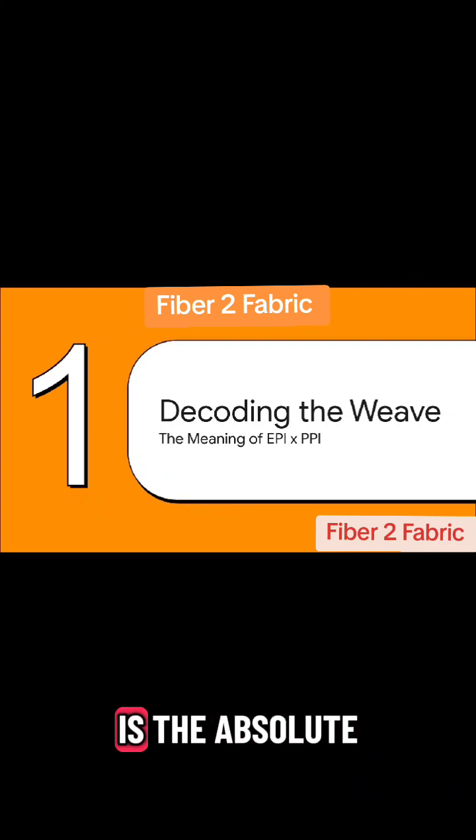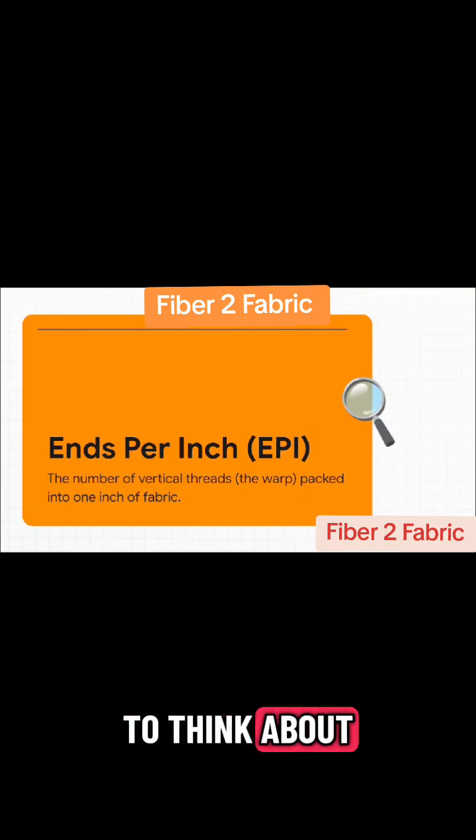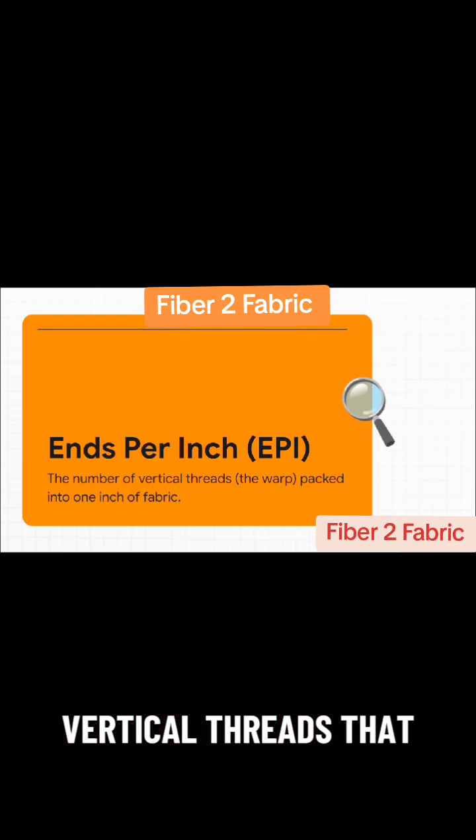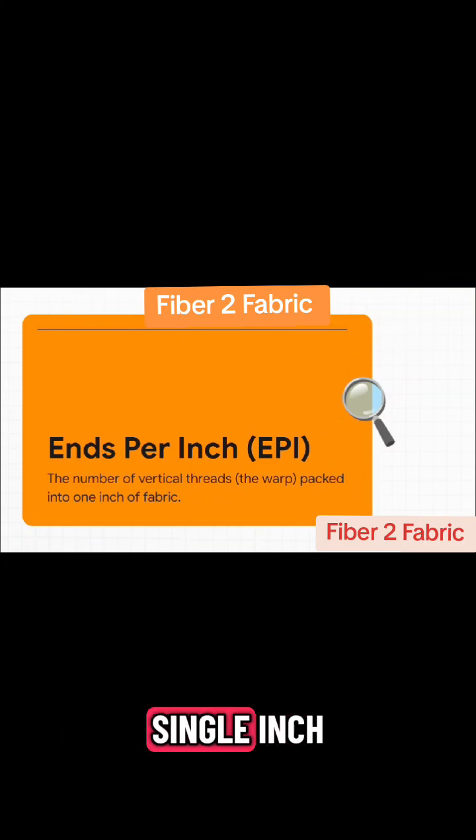This right here is the absolute foundation of how fabric is made. It's all about how the threads are put together. First up is EPI. That stands for ends per inch. The easiest way to think about these is as the backbone of the fabric. They're the long vertical threads that get stretched out on a loom first. So EPI just tells you how many of those vertical threads are packed into a single inch.